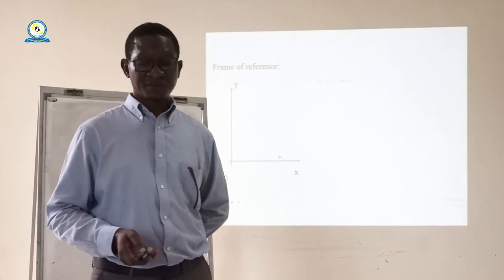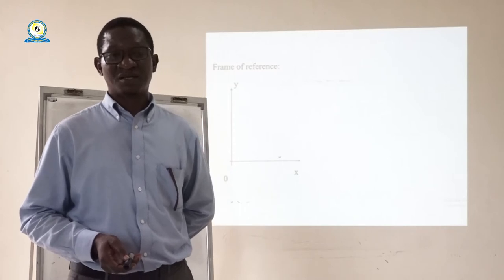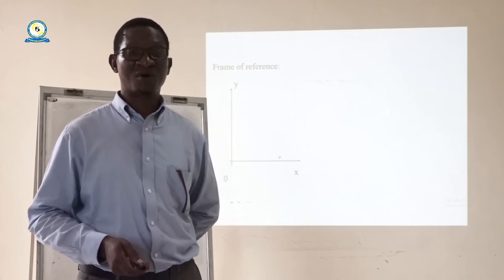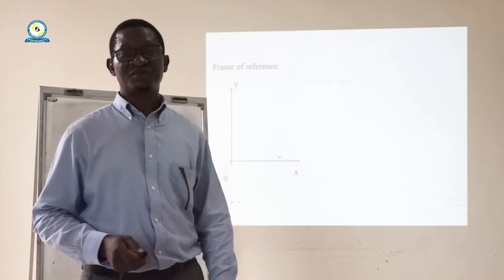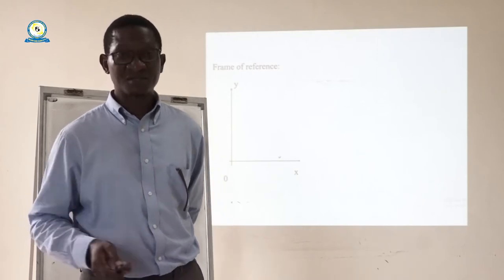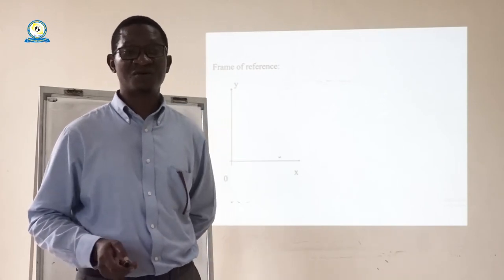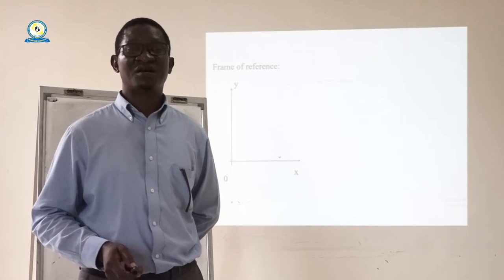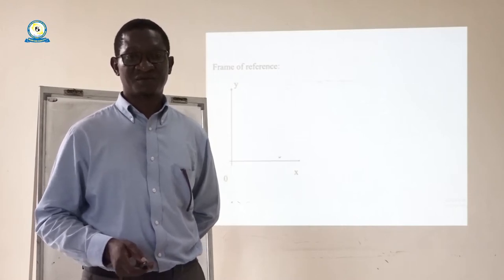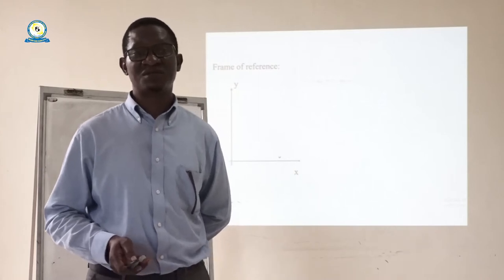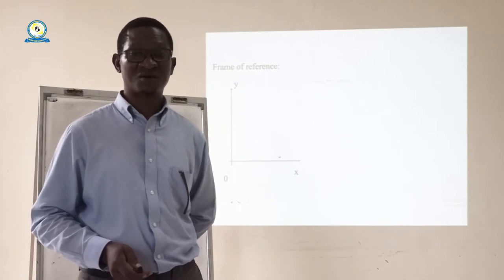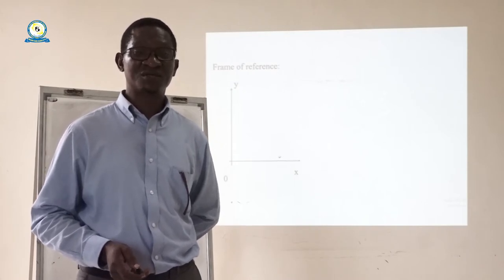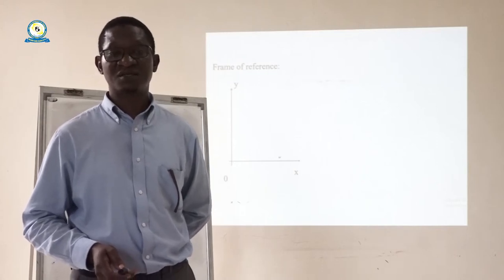Frame of reference means you make your own coordinate system where you start, whether you choose upwards as positive and downward as negative, or downward as positive and upward as negative. That means the frame of reference you choose and the direction of the arrows of those axes show, for example, positive up and rightwards positive in the x direction.